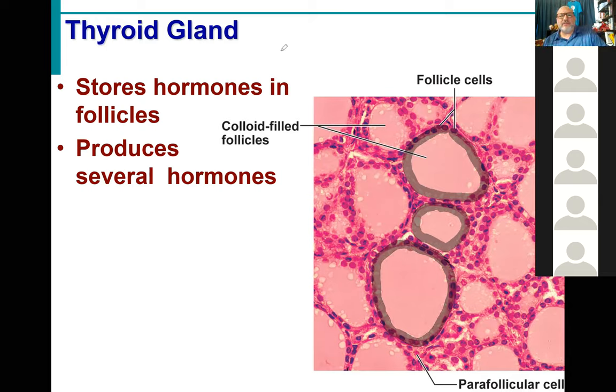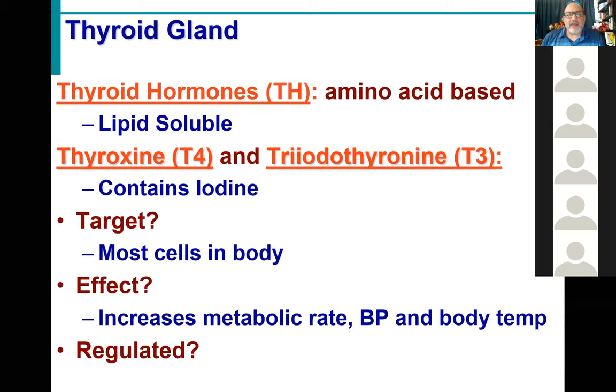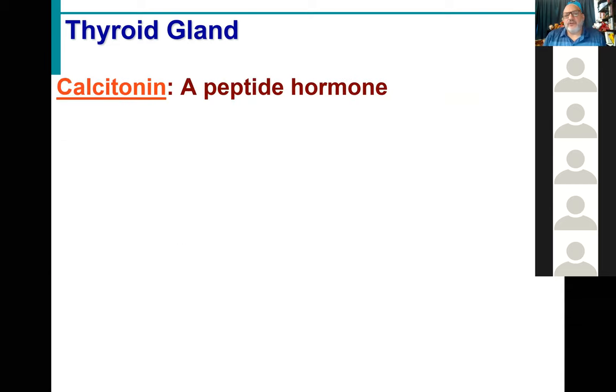But if you will notice, and I will make my highlighter a little lighter here, there are some cells that are not a part of the follicle. Tend to be a little larger, a little lighter in color. And these cells that are a little larger and a little lighter of color are not part of the follicles, and they are called parafollicular cells. And these parafollicular cells produce an entirely different hormone. Nope, not calcitonin. That's what we're talking about right now.